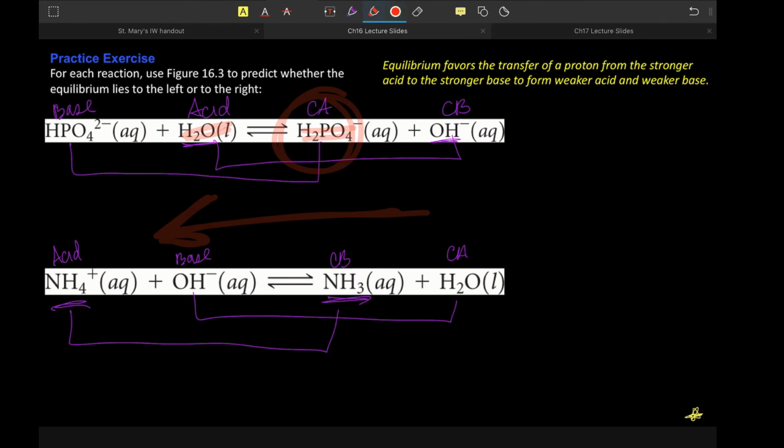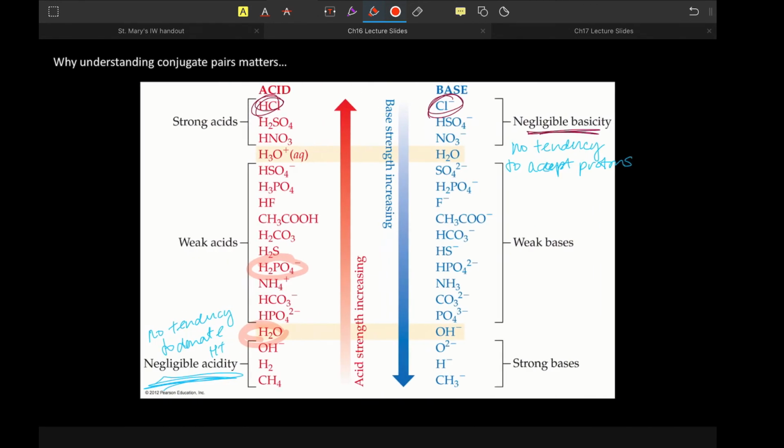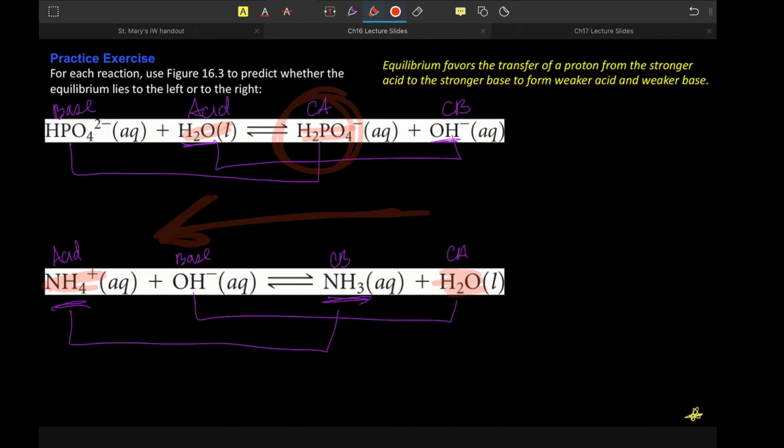So again, we're just going to start by identifying the acids. We have ammonium and we have water. So we'll go back to that diagram and we'll compare water and ammonium. So we have water and ammonium, wherever ammonium is. All right, so between water and ammonium, this is my stronger acid, which means that equilibrium lies in that direction. Yes, does that make sense?